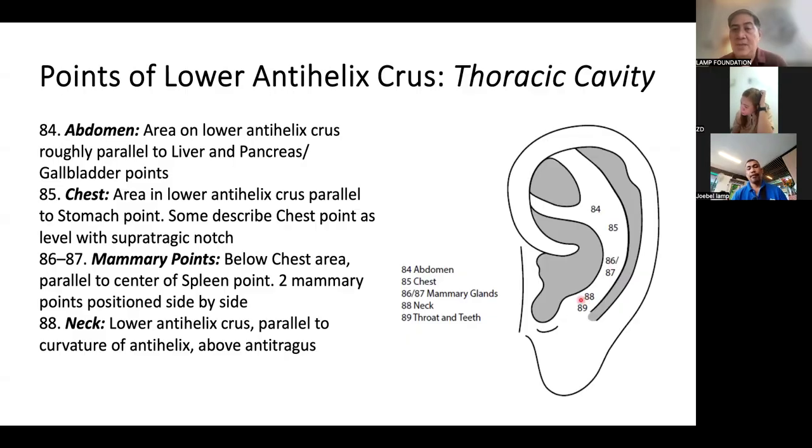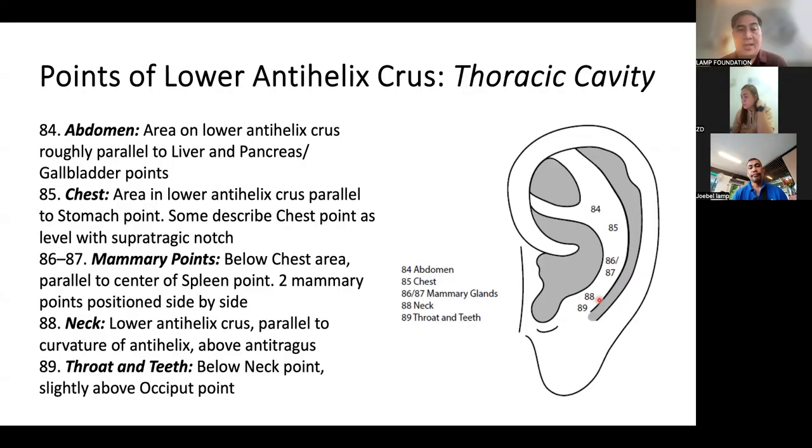So, ang hindi lang minention is the cerebellum. And I think number 89 would be the throat and the teeth. Okay? So, it's up to you.